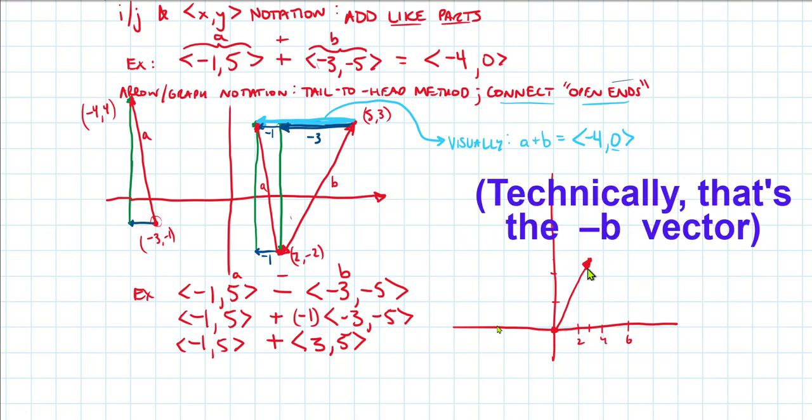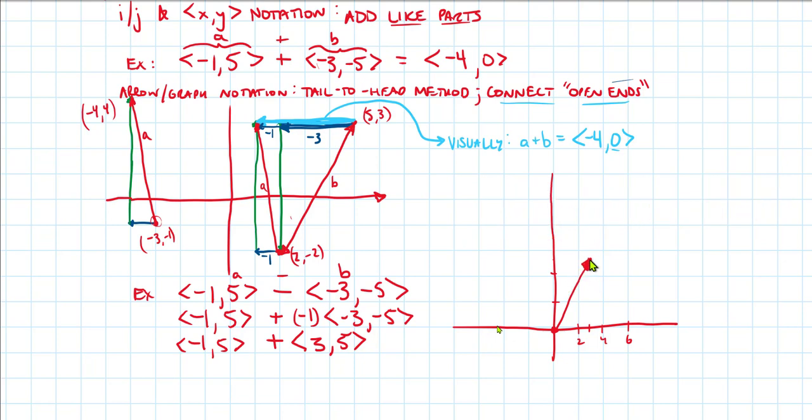So again, that's b. And at the head of that, I'm going to put the a vector. And remember that is -1, 5. So we're just going 1 to the left. Remember that's 3 there. We're going 1 to the left and 5 up. So this is 2, 4, 6, 8, 10. We are at 5 there. So we need to go 5 up, which means we're going to go up to the 10. So the a vector would be there.